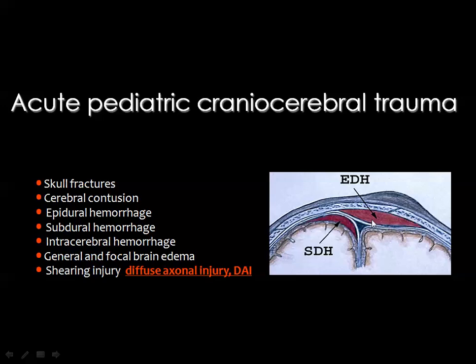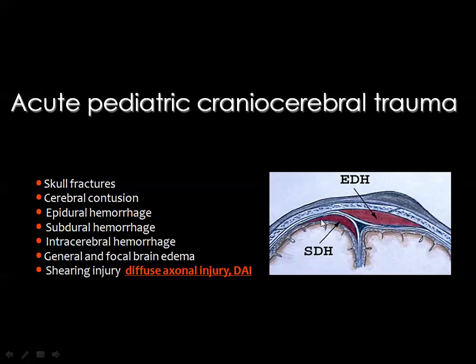The epidural blood has a convex inner margin, and it can cross the midline, and it is usually related to a skull fracture, and this skull fracture may be associated with an extracranial subgaleal hemorrhage as well. The subdural blood has a concave inner margin. It cannot cross the midline. It will go within the falx or the tentorium. It is not usually associated with fractures.